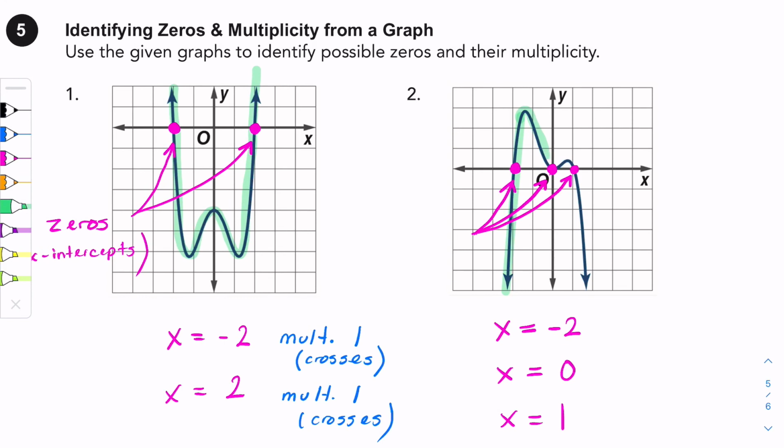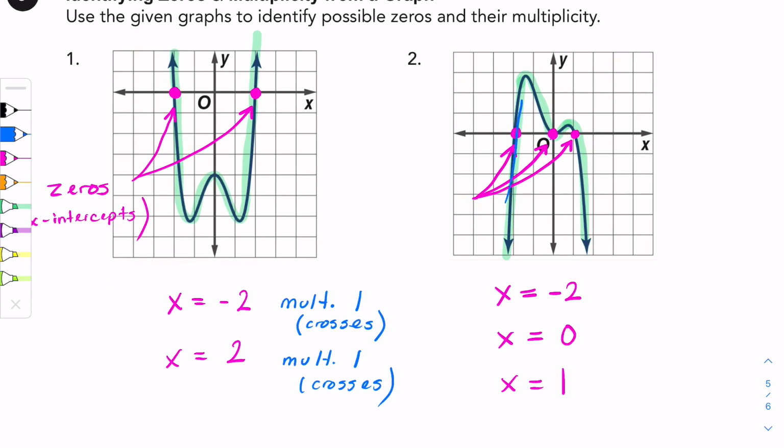Then I come back down to this point where it touches the point but heads back in the same direction. So that's going to be an even multiplicity, such as 2. And then I'm going straight through the point again. So at -2, we're crossing through the x-axis. We're going to say multiplicity 1 because it crosses. At 0, the graph bounces. So we're going to say multiplicity of 2 because it bounces, or I'm going to say turns. And at 1, it crosses through again. Multiplicity 1.